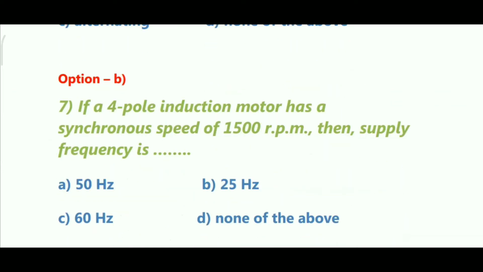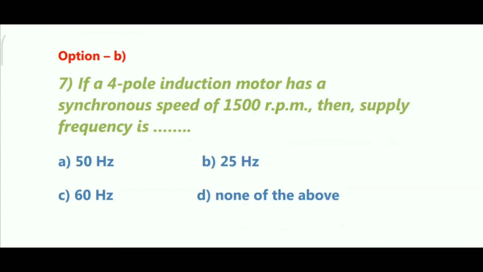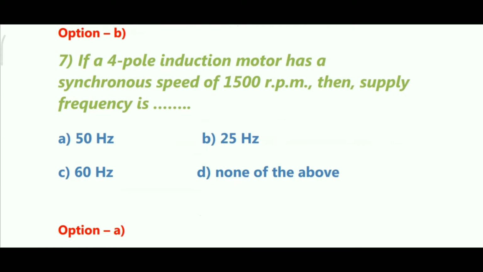Next question. If a 4-pole induction motor has a synchronous speed of 1500 rpm, then the supply frequency is: option A, 50 Hz; option B, 25 Hz; option C, 60 Hz; and option D, none of the above. So here I would answer option A, 50 Hz.